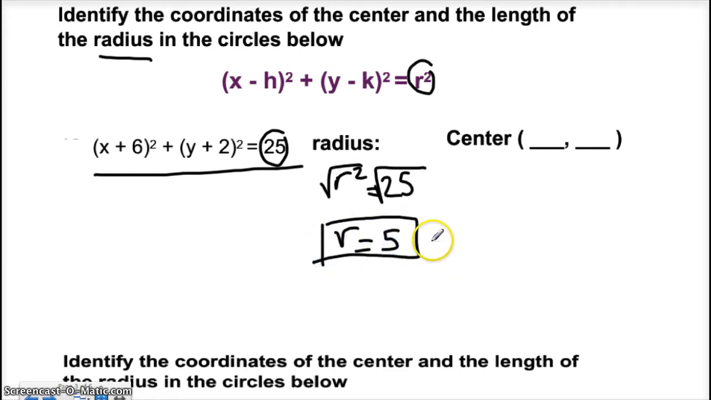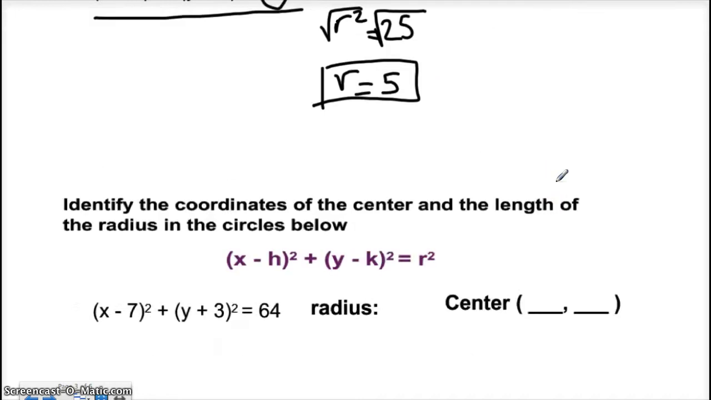Alright, that's our radius. To find the center, remember, we switch the signs. So it's not positive 6. Our center is going to be −6 for h and −2 for k, because we're switching whatever these signs are. It's as simple as that. So this is a circle with a radius of 5 and a center of (−6, −2).